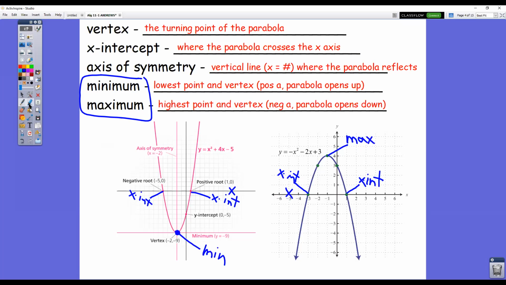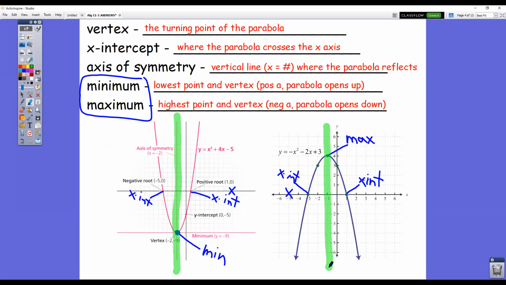The axis of symmetry. An axis of symmetry is just like a line of symmetry. It's the line that goes right through the middle of the graph, splitting it into two equal, identical parts. So if we take a look at our pink graph here, this green line goes right down the middle of it. If we were to draw that over here, we'd be drawing it looking like this. This would be our axis of symmetry going right through the middle of the graph.